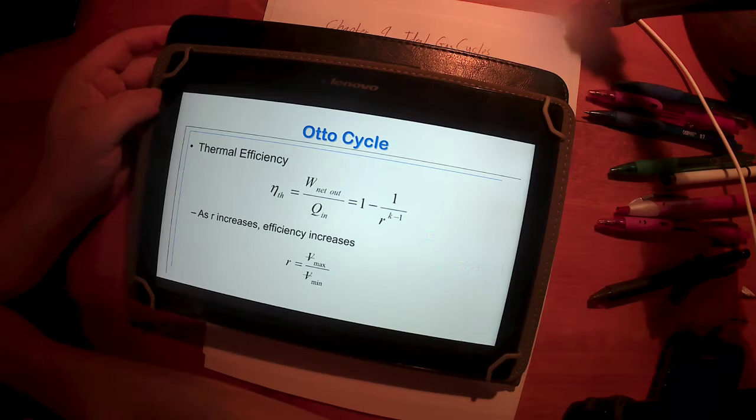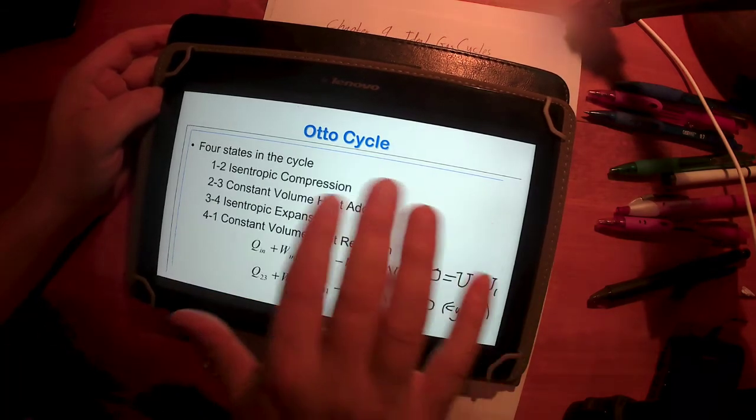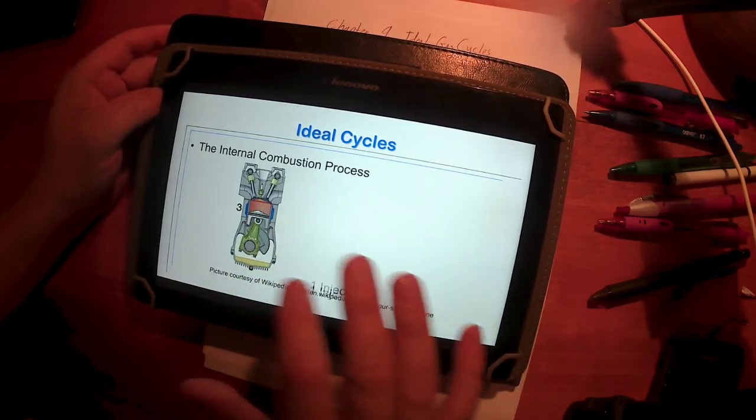Now, the problem with that is you run into a problem with the substance we're burning. That's gasoline or octane. It is not stable. It is literally liquid explosive. And the problem is if you compress it too much, it will explode on its own.